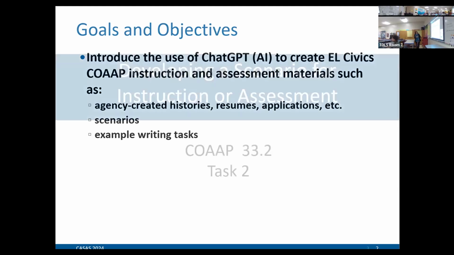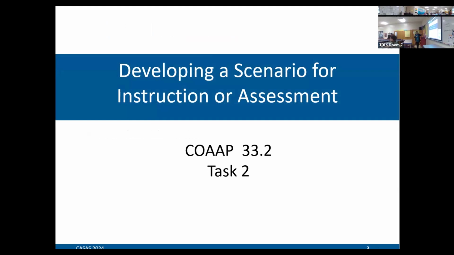Go ahead. Thank you. So we're going to start with 33.2 task 2. First of all, raise your hand if you work with EL Civics. Okay, great. If you don't, you can still use this for other things, but we're going to be talking specifically about EL Civics instructions, and all of our materials are EL Civics related. So hopefully you all understand 33.2 task 2. Does anybody remember what topic this is? Job skills, employment. 33 is employment. Yes, and we're going to talk about task 2 in 33.2.